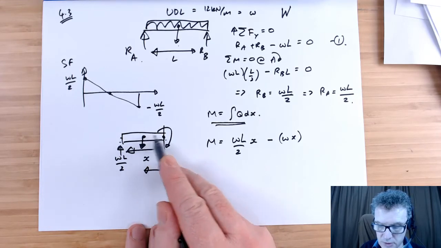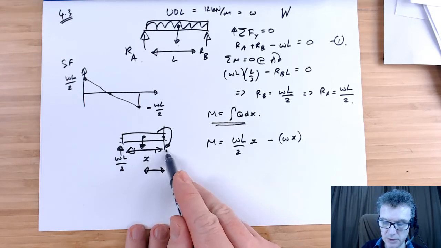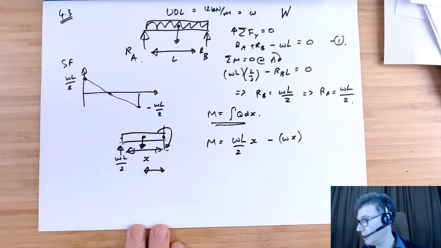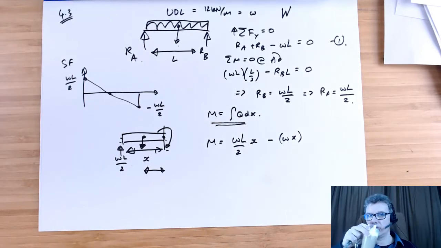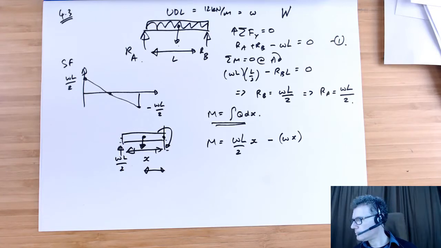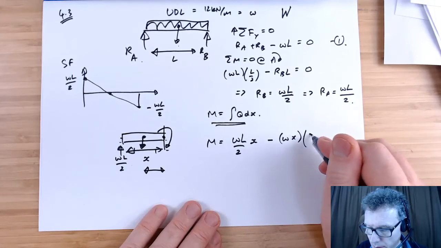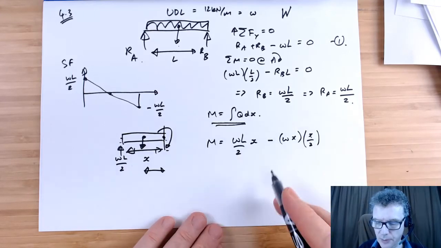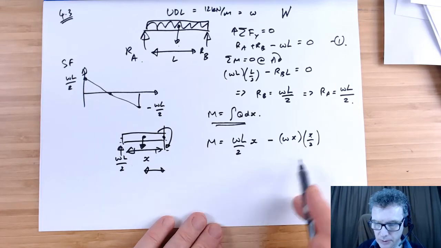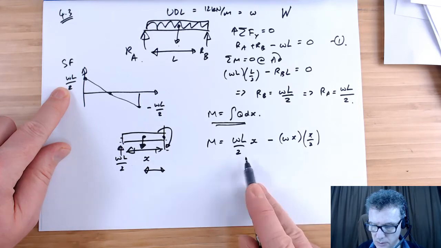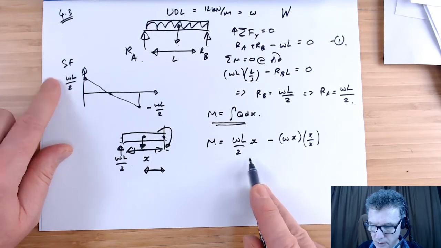So what's this distance from here to here? Well, the total distance of the UDL that I'm cutting through is x. So the distance from here to here must be half x. So we've got x over 2. Right, so that looks like that, although it doesn't. What have I done wrong? Why doesn't that look like that?